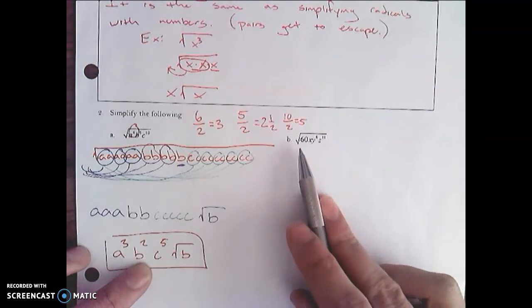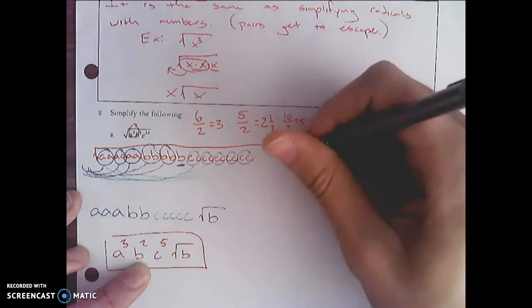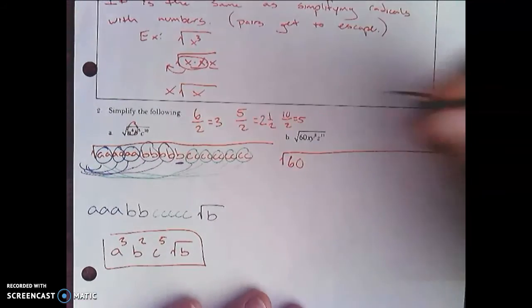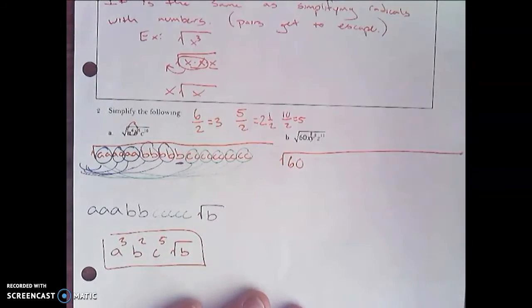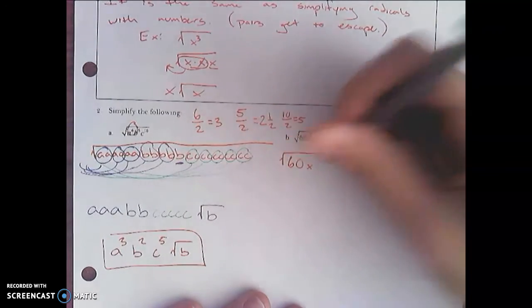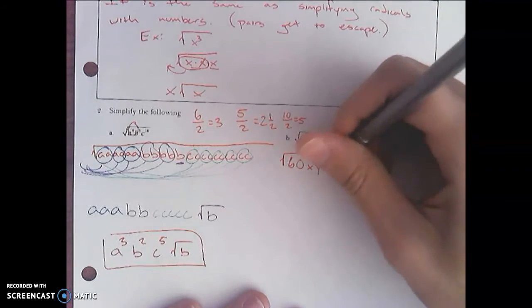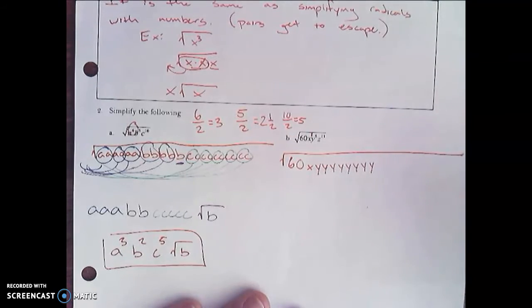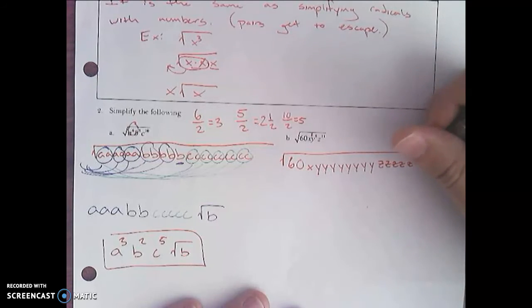Let's try this one here. Here we have 60, x, y to the 8th, z to the 11th. So let's write that out. We have square root of 60 times x. Well, what's the exponent for x? There's nothing written, so when there's nothing written, it's just 1. We have just 1x. And then we have y to the 8th. So when we write that out, we have 8 y's. So 1, 2, 3, 4, 5, 6, 7, 8. And then we have 11 z's. 1, 2, 3, 4, 5, 6, 7, 8, 9, 10, 11.